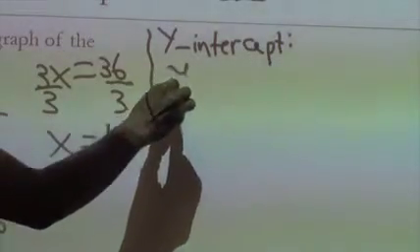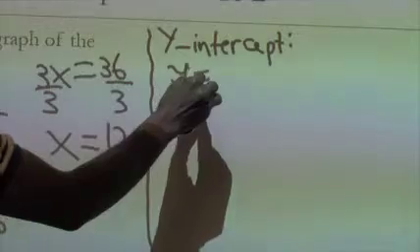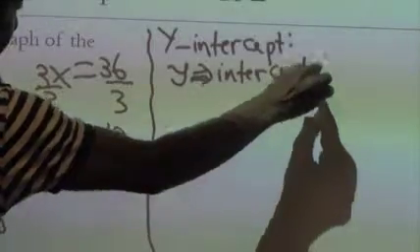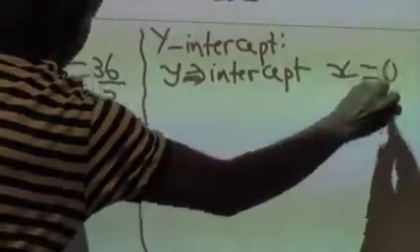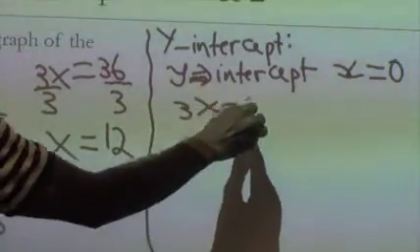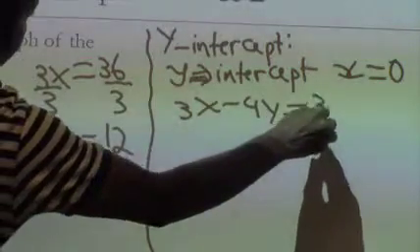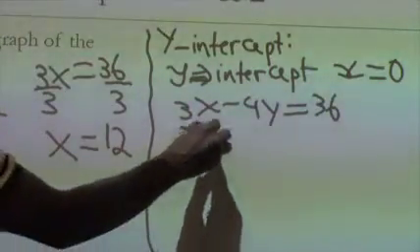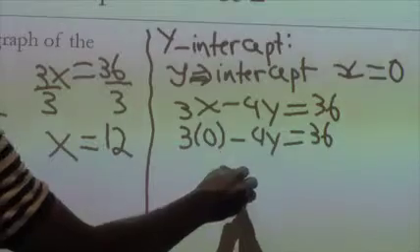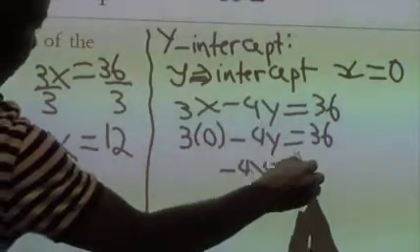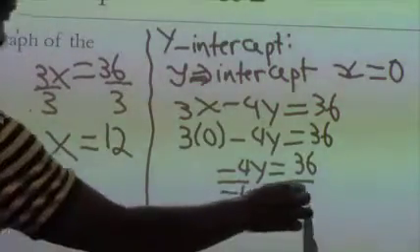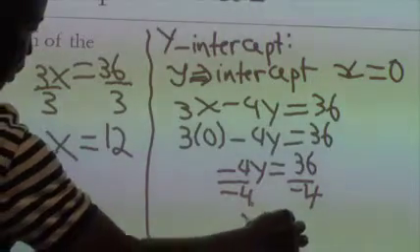Again, here we know that at the y-intercept, x has a value of 0. So if I go to my original problem, I want to do 3x minus 4y equals 36. Replace x with 0. So what I have now is 3 times 0, which is 0. I have negative 4y equals 36. Once I divide by negative 4, I have y equals negative 9.